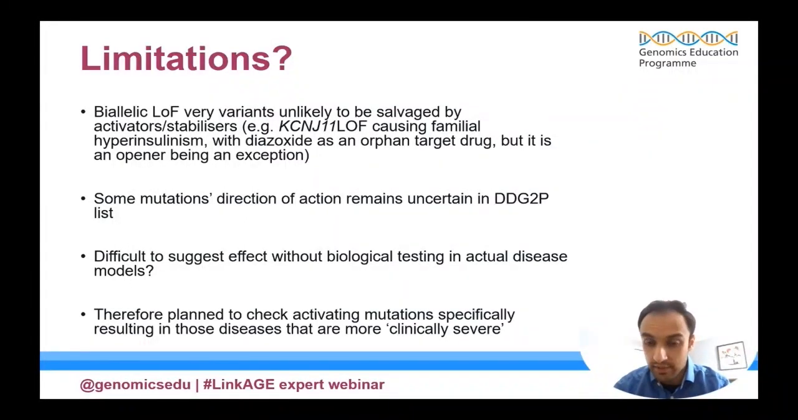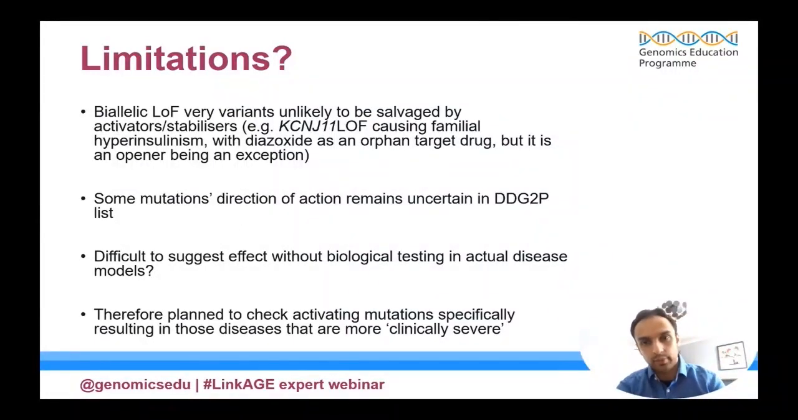Also, the DDG2P database, the primary source of data for my whole project, isn't complete yet. It's not perfect. And as a consequence, it means that a reasonable number of mutations' direction of action still remains to be ascertained. It is also really difficult to suggest biological effect without actual testing in disease models, be these cell models, be these animal models, or indeed humans themselves.